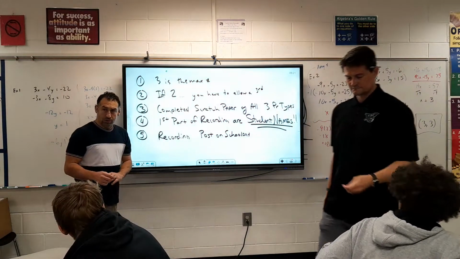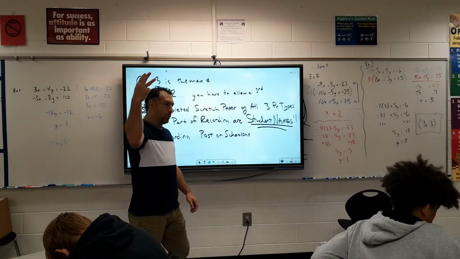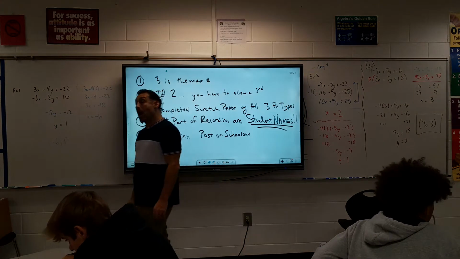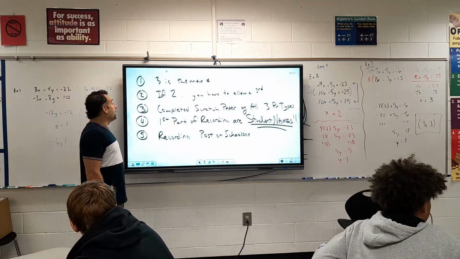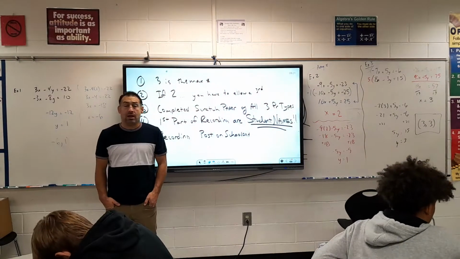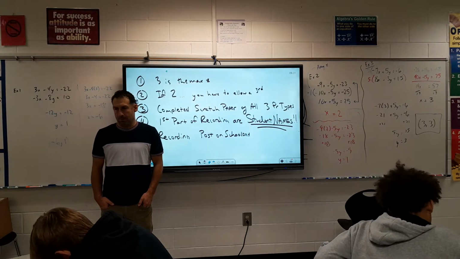Here are the rules. Number 1, 3 is the maximum number in a group. You may not have more than 3. If you want to work by yourself, I'm cool with that. If you choose to work with a group of 2 and someone is left by themselves that doesn't want to be, you have to accept them into your group.